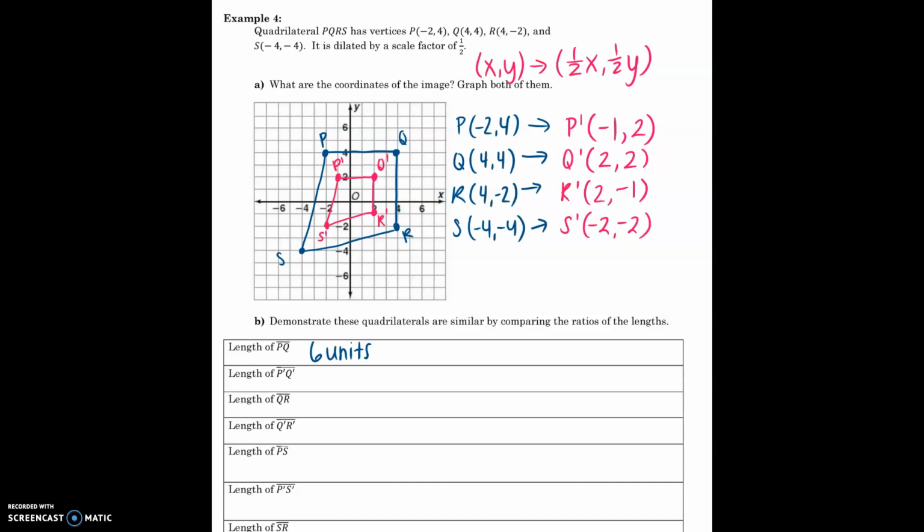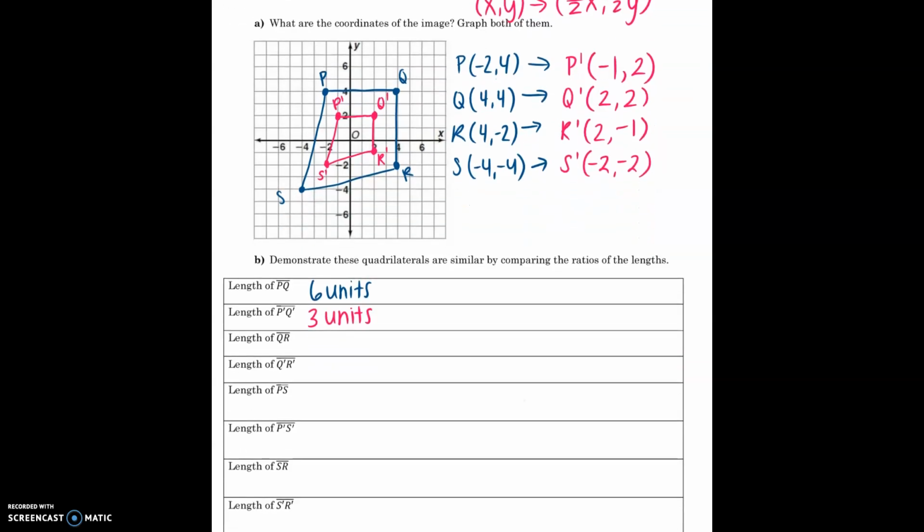Same thing for P prime, Q prime. The length, we can just count on the coordinate plane because it's a horizontal line, and we get 3 units. Notice that the length of the image is half the length of the pre-image, which reflects our scale factor. So we can say that those side lengths for that part of the quadrilateral are similar.